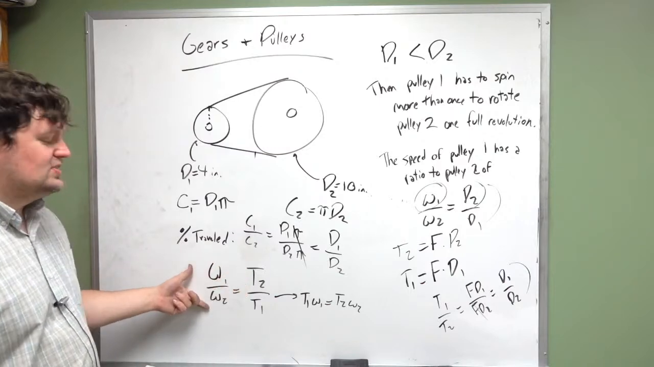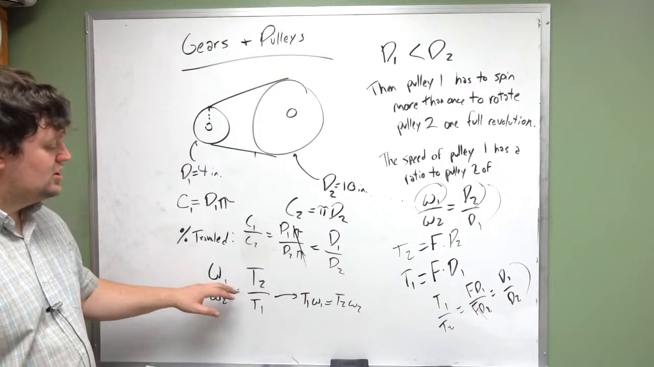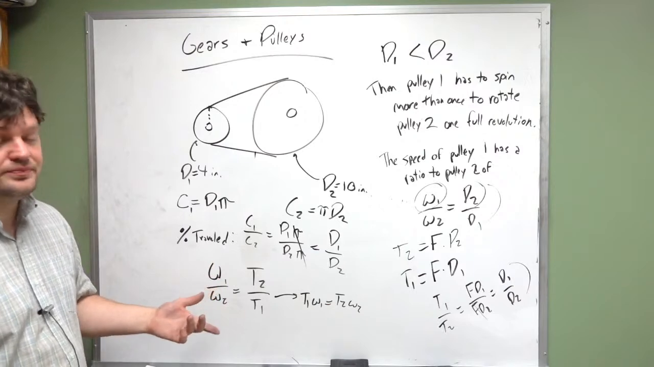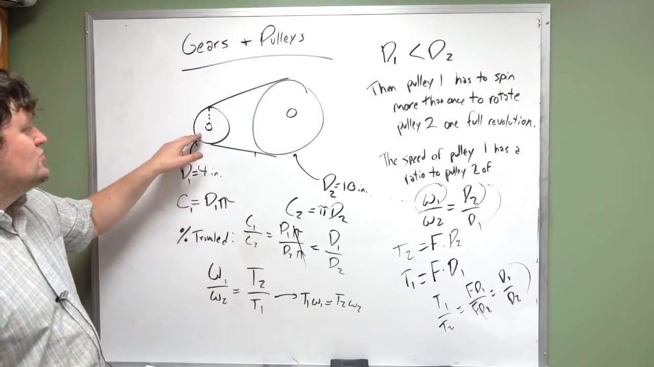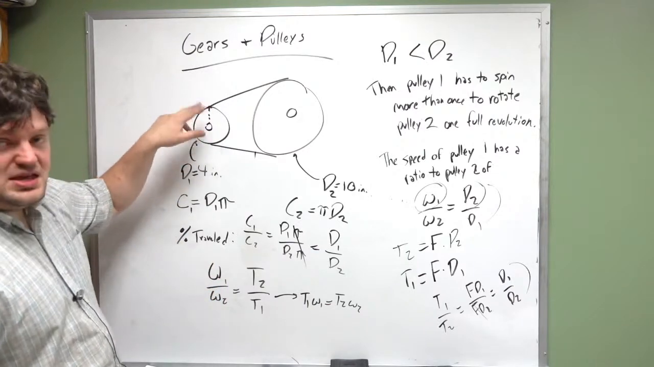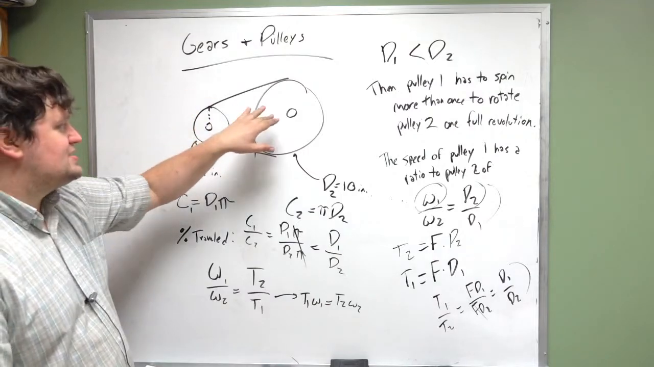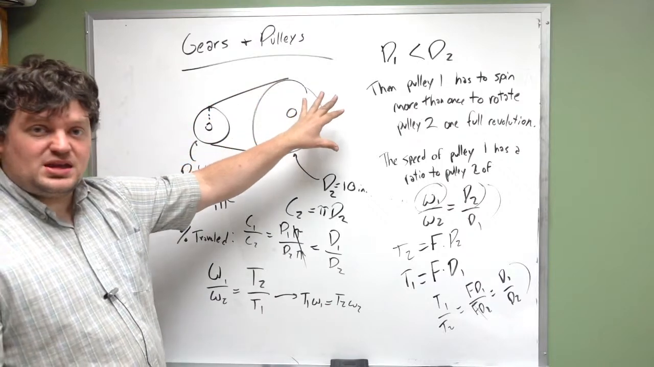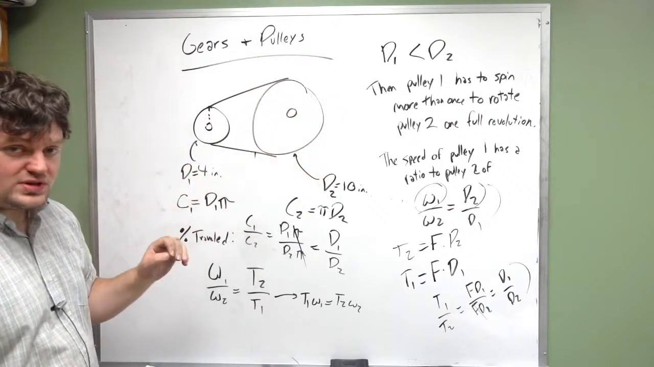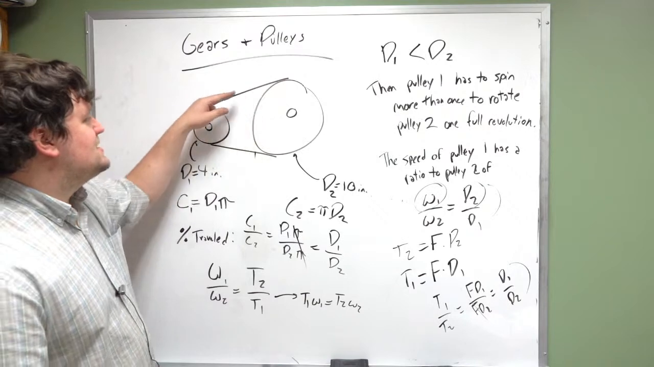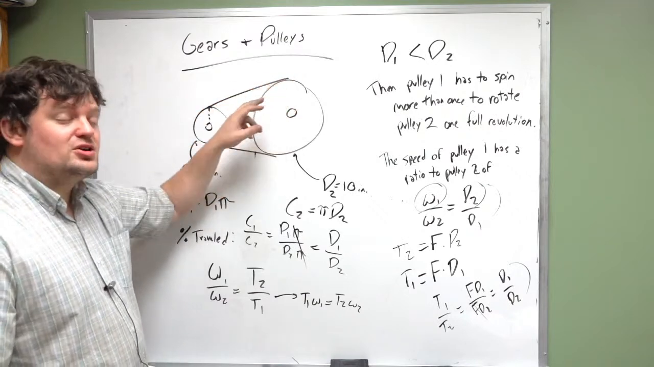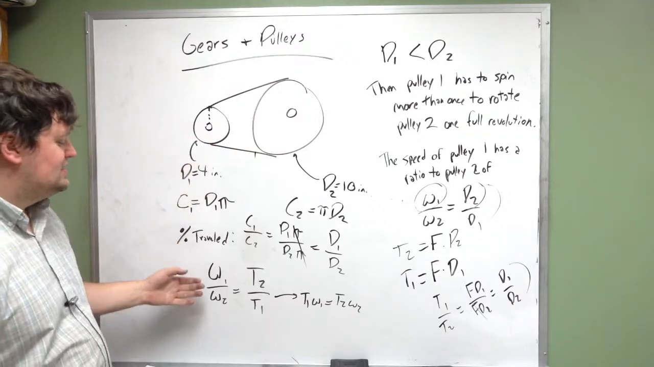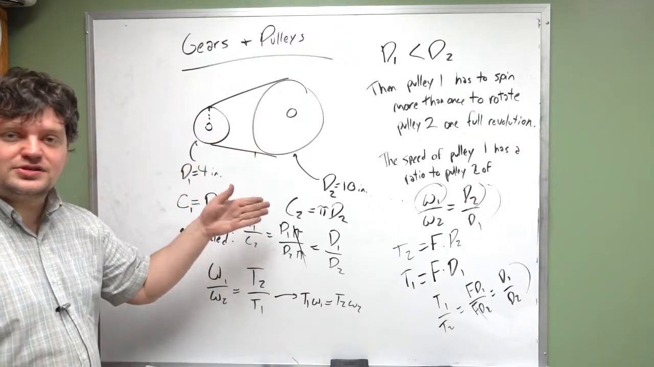If you increase the speed of one relative to another, you decrease the torque being transmitted to that other member, okay? Here, you're decreasing the speed. This one has to spin a lot faster to make this spin once. So we are decreasing the speed, but while doing so, we're exerting the same force over a larger diameter, we're increasing the torque, okay? So speed decreases, torque increases.